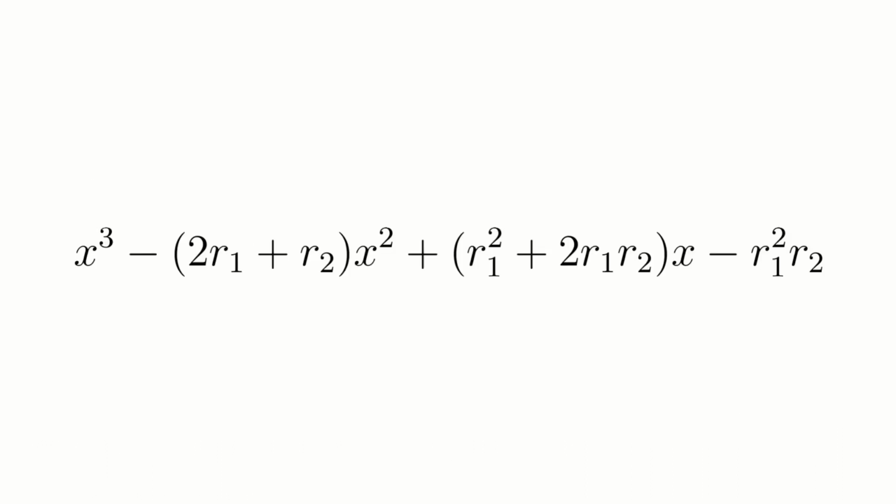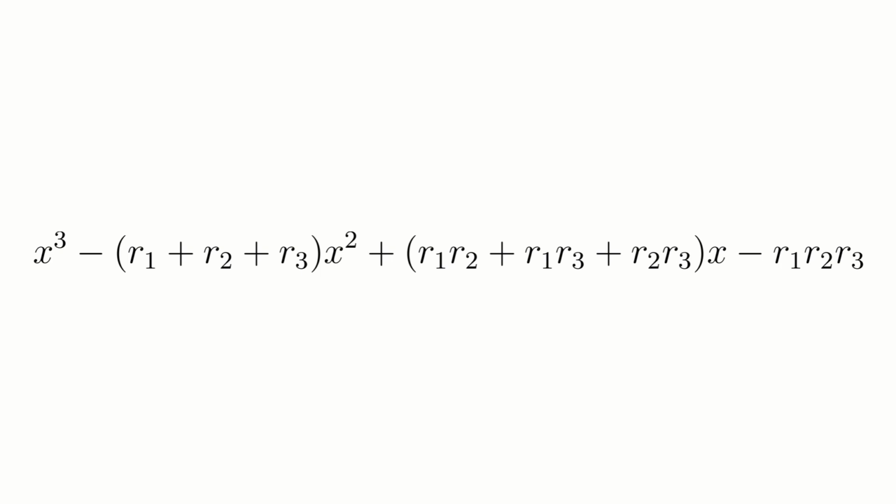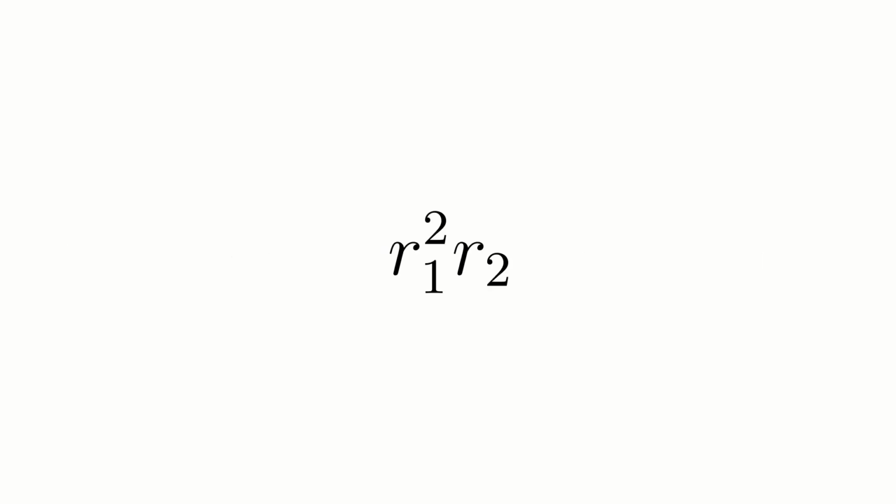Vieta's can also give us the next term by using the roots. In our case, it would be r1 squared plus 2r1r2. More generally, it would just be the sum of all pairs of roots. And now we move on to the final term, which is simply and easily just the product of the roots, which in our case gives r1 squared r2. Now we can go on to the next trick.